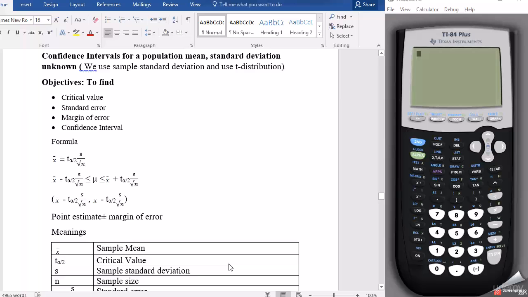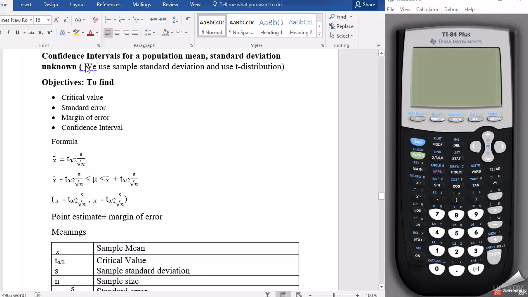Hello guys, welcome back. Today we're going to continue to talk about confidence intervals. Last time we saw how we computed the confidence intervals for a population mean when the standard deviation of the population is known. So today we are going to see how to compute the confidence intervals for a population mean when the standard deviation of the population is unknown.